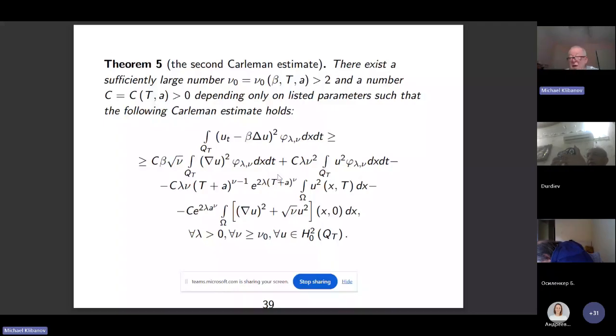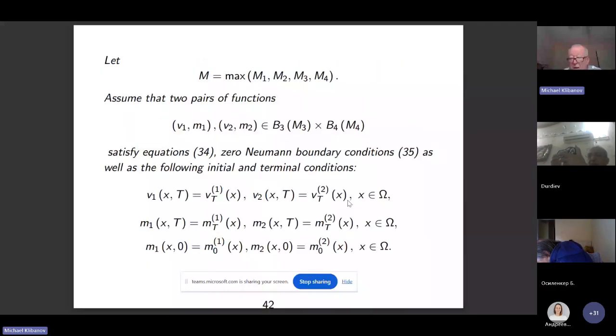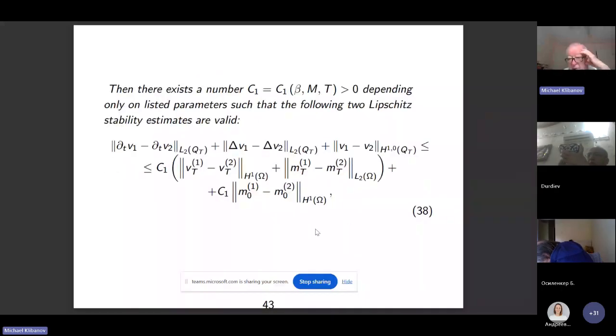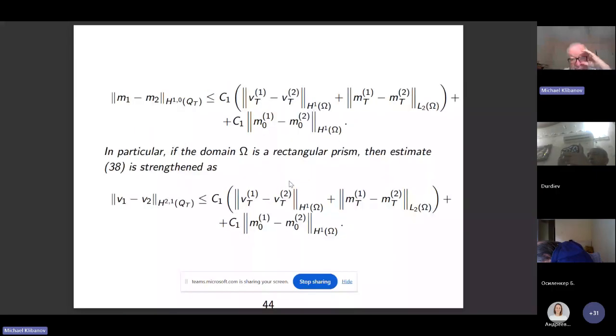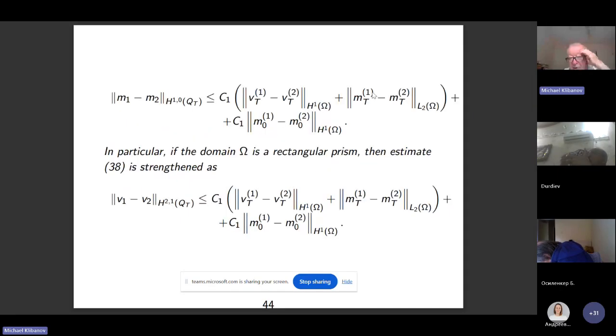Next, we have proven Lipschitz stability estimate for this system. So if f is a good function, basically, and we have some restrictions by arbitrary constants. And suppose that we have two triples, V1, V2, at the final moment of time, M1, M2 in final moment, and M0, M1 and M2 in initial moment of time. Then that Carleman estimate allows you to prove Lipschitz stability estimate. In other words, the problem is Lipschitz stable, which is very good. Which means uniqueness, by the way. As soon as you have, if these guys are equal to each other, then you have zero here, right?